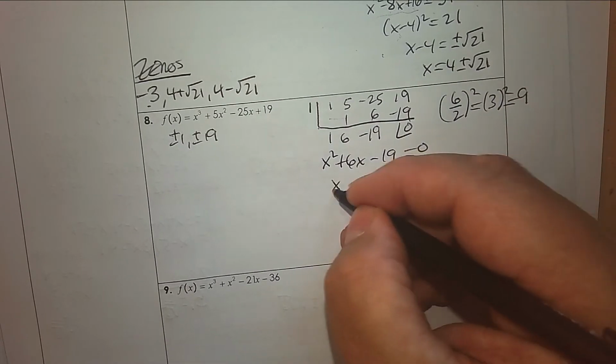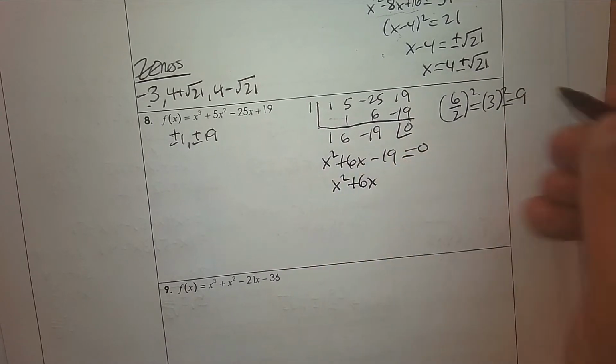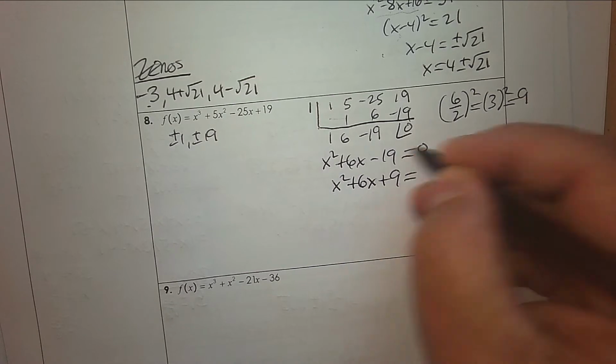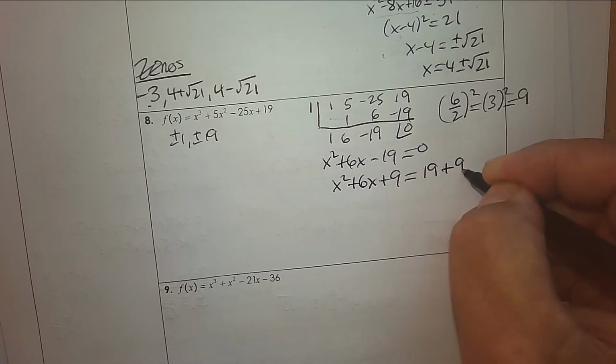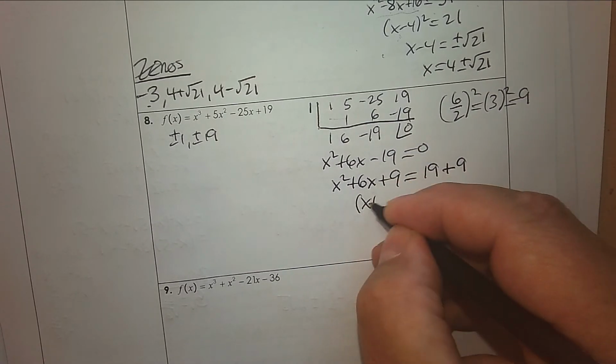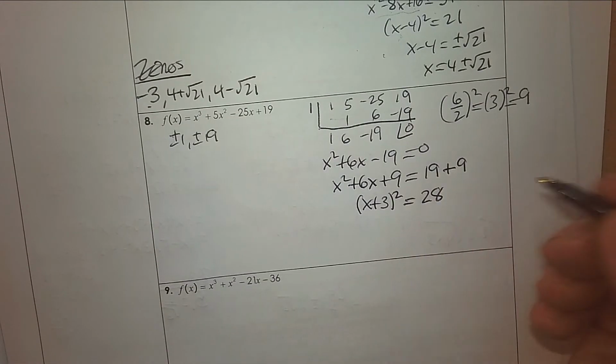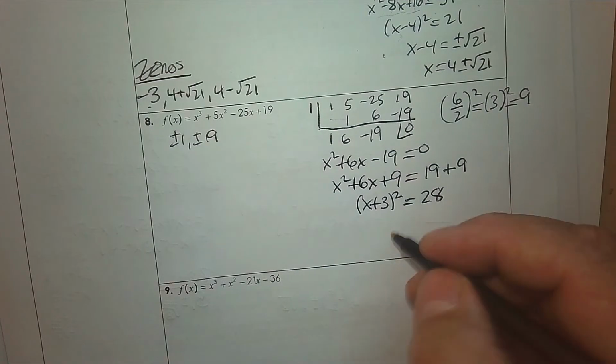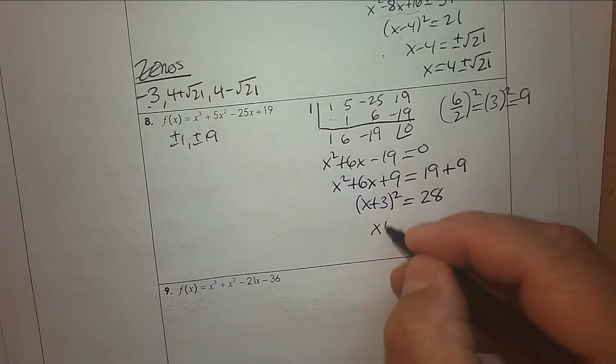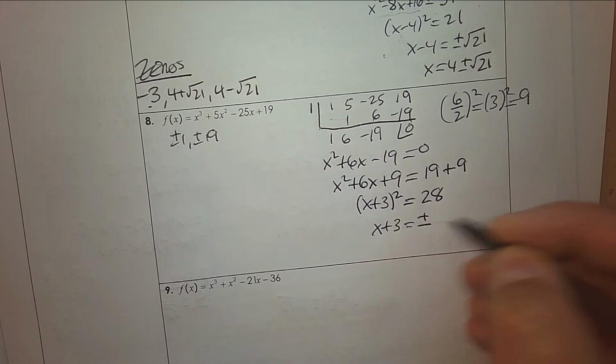So I'm going to go x squared plus 6x. I'm going to add 9. I'm going to add 19, but I also have to add 9 to it. This factors to x plus 3 squared, and on this side is 28. And then when I take the square root, the answer is going to be positive and negative.